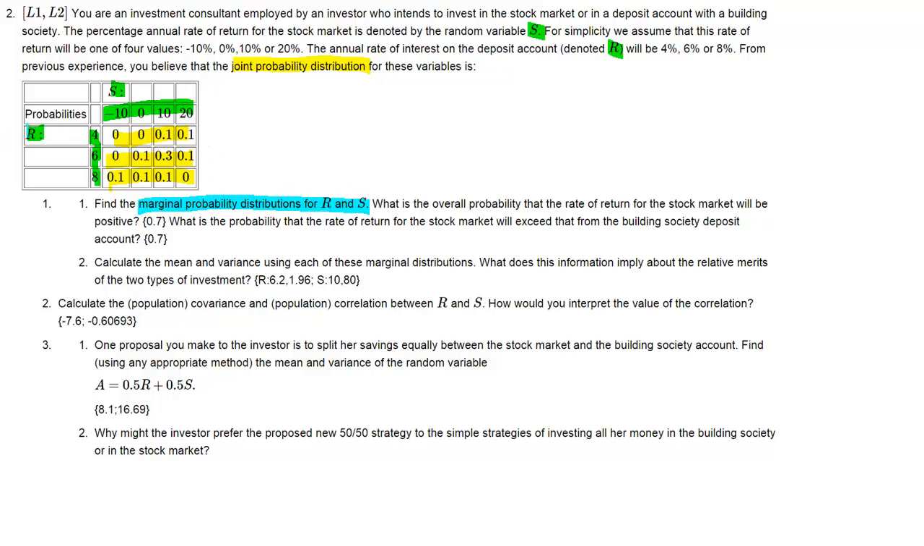The first question asks us to provide the marginal probability distributions for R and S. So we'll just need to add up all the joint probabilities in one row to get the marginal probability distribution for R. Here it is, probability that R equals 4 is 0.2 and so forth. And then we do the same for S. We can't really squeeze it underneath here, so we'll write it here.